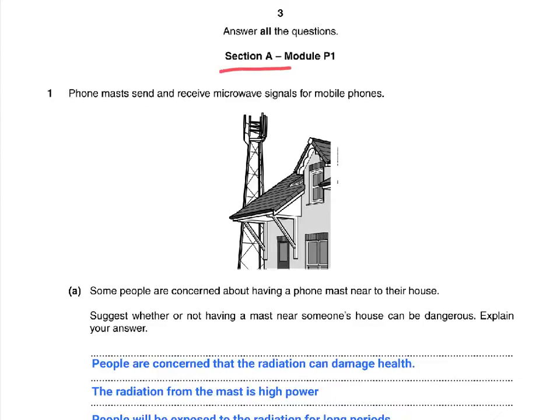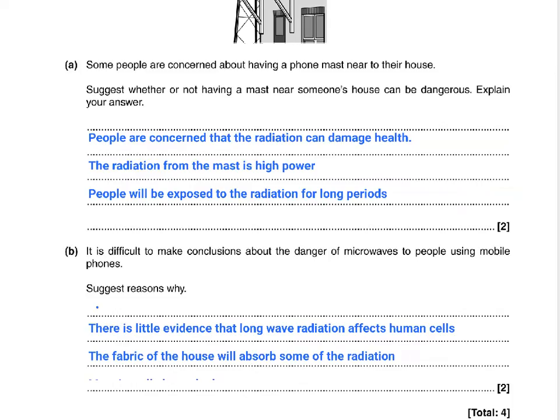Section A, Question 1. Phone masts send and receive microwave signals from mobile phones. Part A. Suggest whether or not having a mast near someone's house can be dangerous. Explain your answer. This question is worth 2 marks, so we need to make 2 very clear points. I've got a few here that you could make.